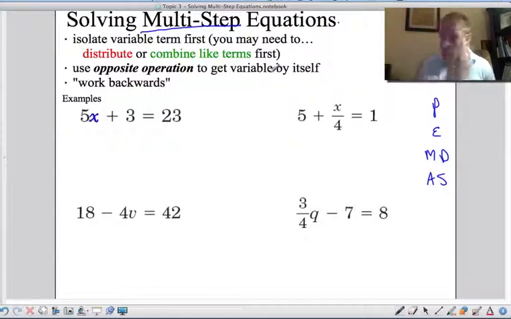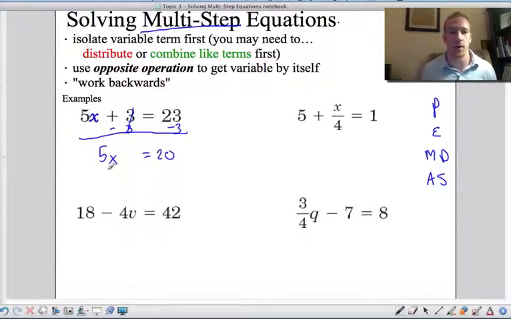This is solving multi-step equations. Using this idea of working backwards, we're going to add or subtract first. We're going to minus that 3. Whatever we do to one side, we must do to the other. And the reason I subtract the 3 is because that eliminates the 3. Now my left-hand side is simpler than it was. I'm that much closer to having x all by itself. Gives me 20 over here. Now I divide by 5, divide by 5.